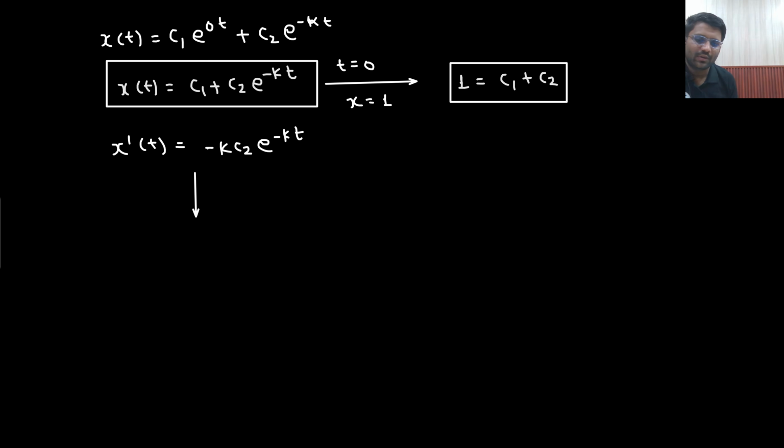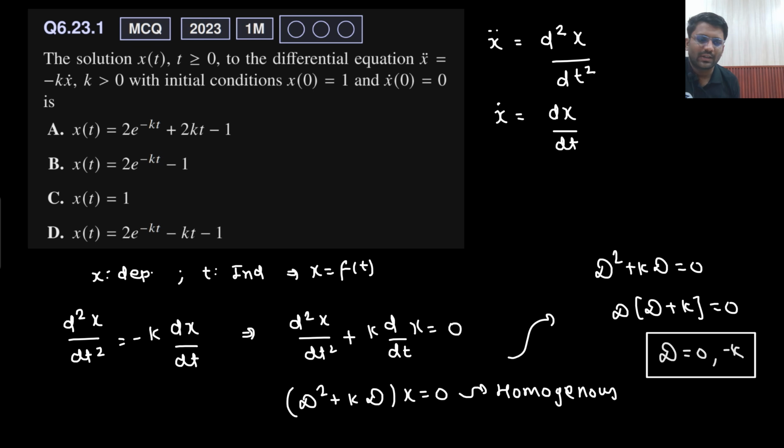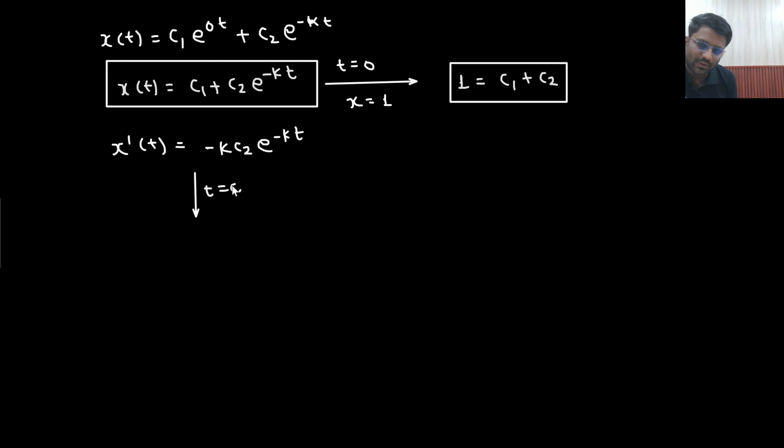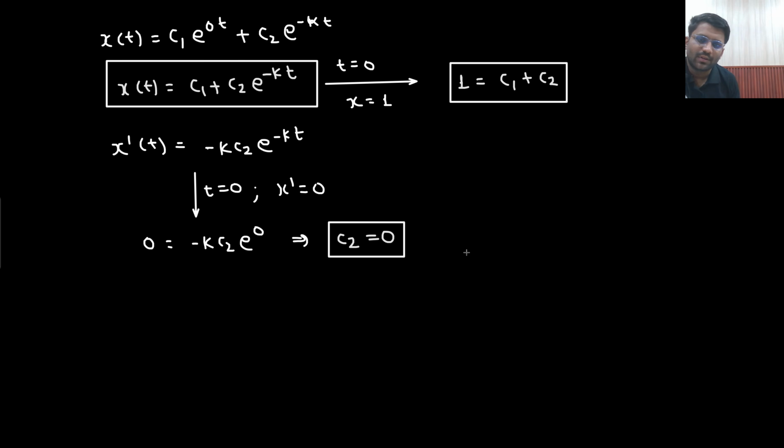Now you put t equals 0, then x dash will come out to be 0 only. So this will be 0 minus k c2, put t equals 0, this will be 0 only. So from here you can see c2 is coming out to be 0. c2 is 0, so c1 will come out to be 1 only. So c1 is 1, c2 is 0.